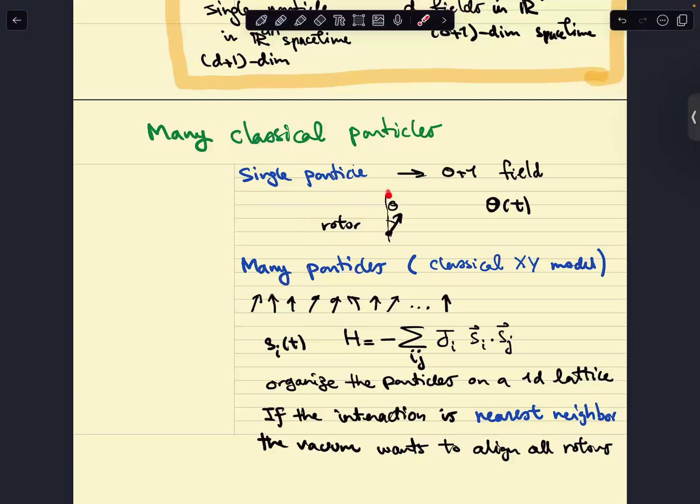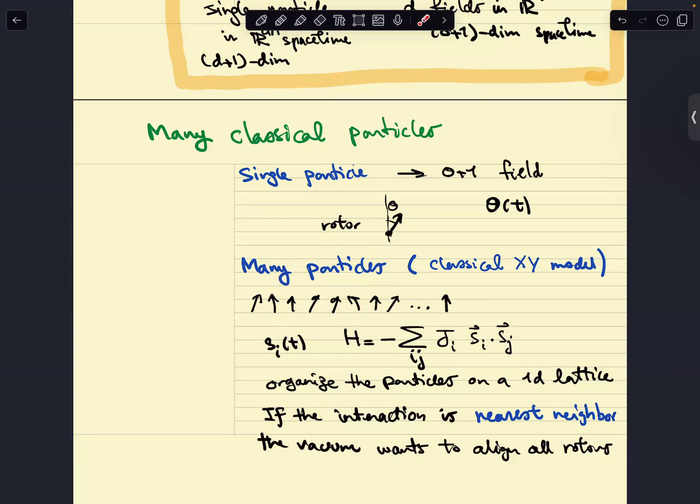I gave the example of an oscillating pendulum, but imagine just a rotor. Rotor means similar to a pendulum: you have a unit vector and there's an angle theta, and this is a dynamical variable. Your dynamical variable is theta of t, right? This is a single particle. If you consider many such single particles, you can think of them as a whole bunch of vectors oriented in two-dimensional space, because I picked it to be two-dimensional, and just as a chain, they're sitting right next to each other.